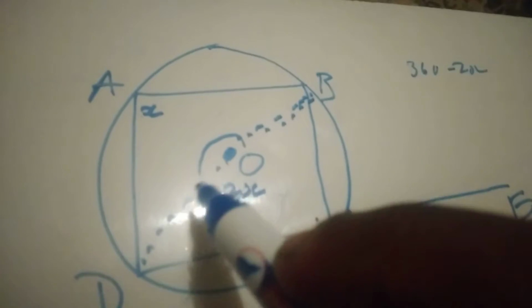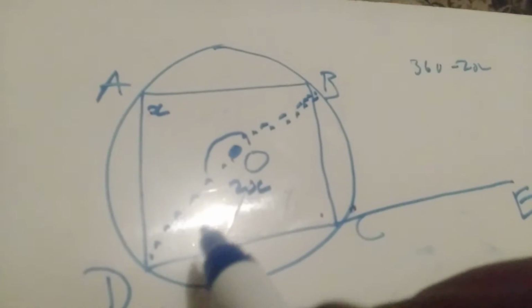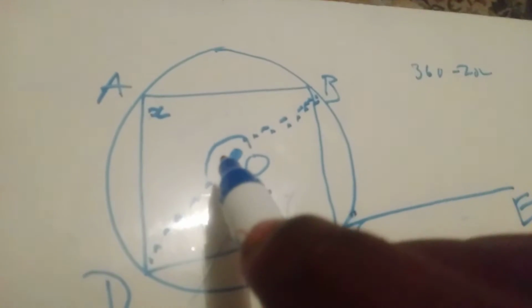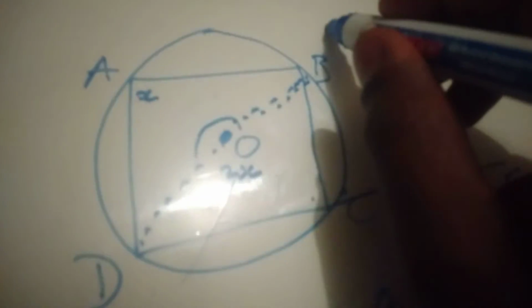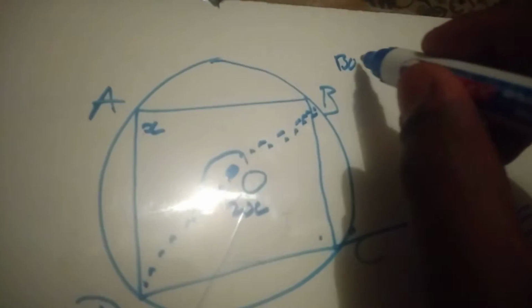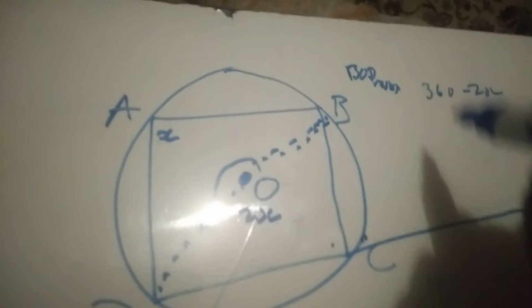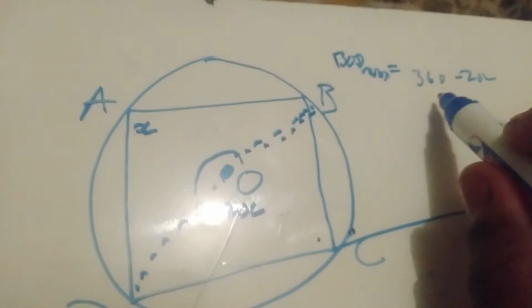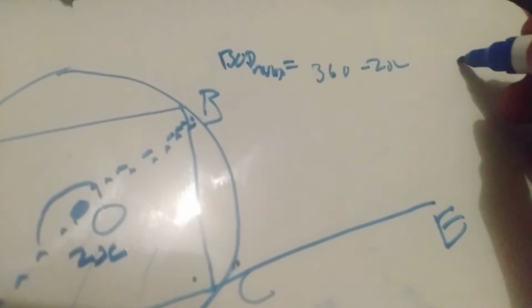So the only funny thing is that this is DOB, this angle, and the outer one is also DOB. So how do I differentiate it? I can call this O1 or O2, but what I'm gonna do is I'm gonna call the other one the reflex angle of it, right? So I'm gonna call this angle BOD reflex. I'm just gonna put reflex so that we can differentiate it. It's equal to 360 minus 2X, right? Then the reason is angles around the point.